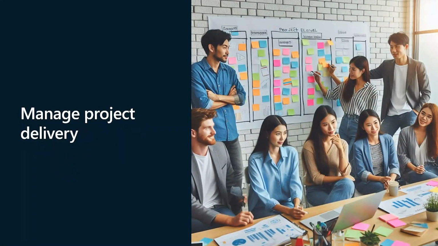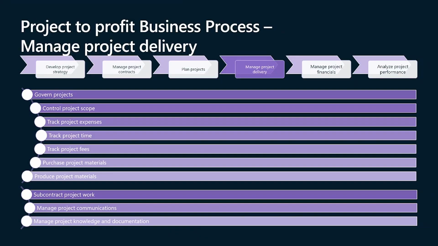Next business process area is Manage Project Delivery. So this area ensures the actual execution of project tasks aligns with the plan, monitoring activities and controlling scope and costs, and is key to tracking the work that is delivered on a project. Again, like I said, these are all the standard industry business processes that we tried capturing. This has almost 9 to 11, I believe, L3s here.